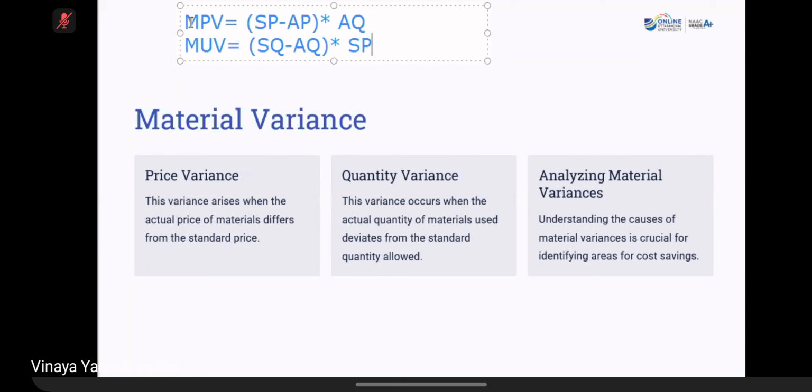Okay, so first formula is material price variance. Yes, we are going to start that as well. Let us first solve the sum. Material price variance, where the formula is standard price minus actual price into actual quantity. And we are also going to start with material usage variance, that is standard quantity minus actual quantity into standard price.